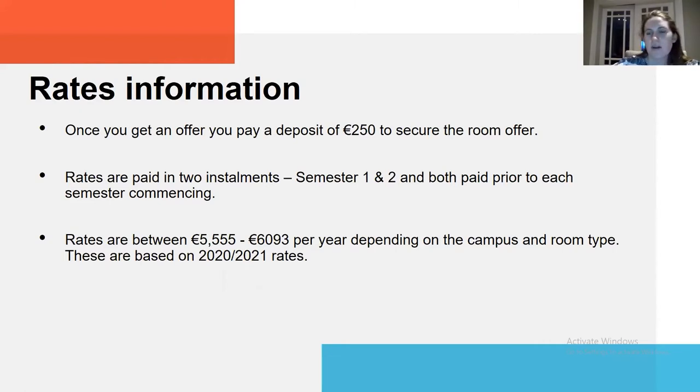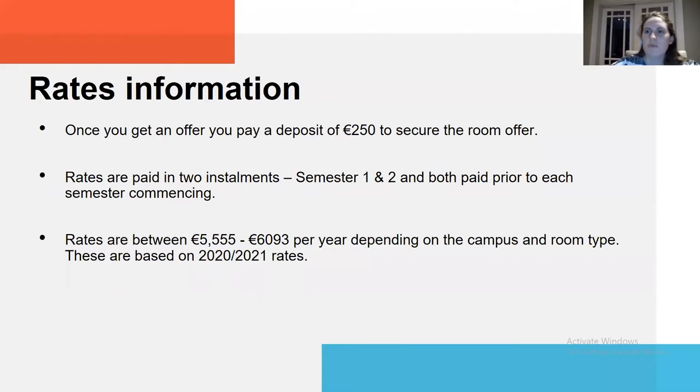If you're staying on campus for a full academic year, which usually is from September, in this case September 2021 to May 2022, we're going to ask your rent to be paid in two installments, one for each term, semester one and semester two. And we'd ask for those to be paid before moving in.